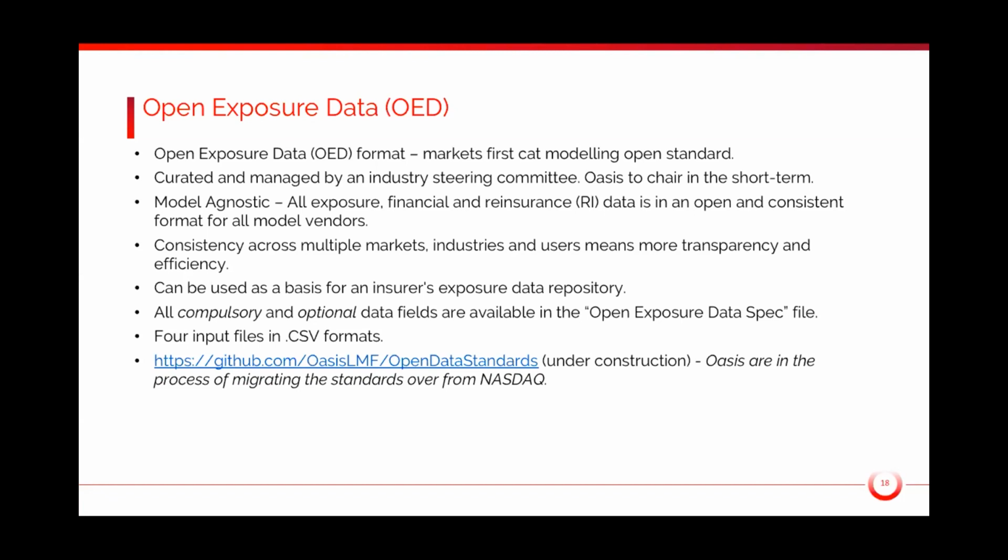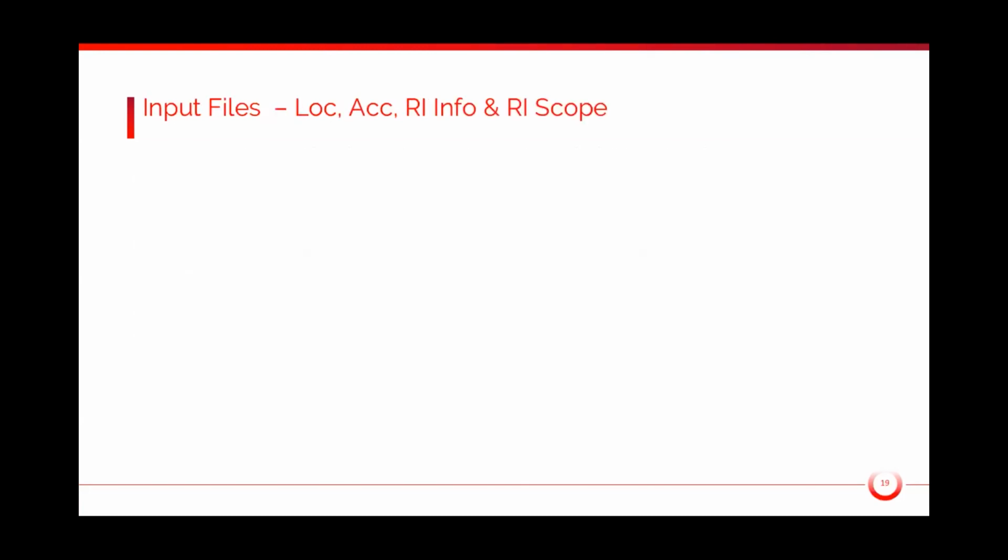So essentially there are 4 input CSV formats, and most of you will know CSV, is the usual format in Microsoft Excel. And it comes with data specifications, which I am going to go through. And these are all available on the Oasis GitHub page. So I'm just going to talk about the different input files.